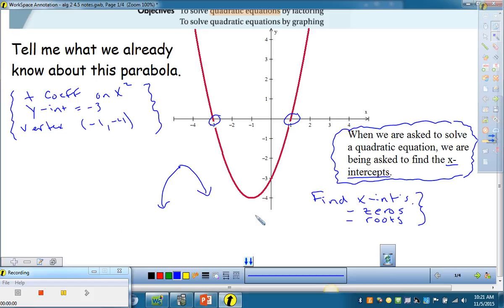Well, when we find an x-intercept, how do we do that? If we have a graph, we can look for it crossing the x-axis. But what if we have an equation? What if I have y equals 2x plus 3, and I wanted to know what the x-intercept was? Just put 0 for y. Thank you.